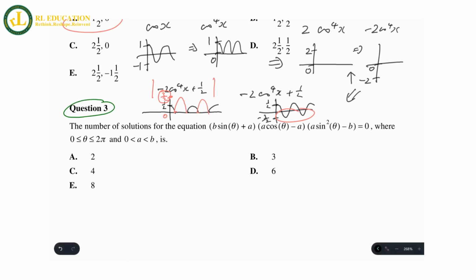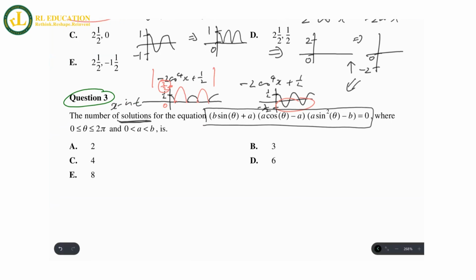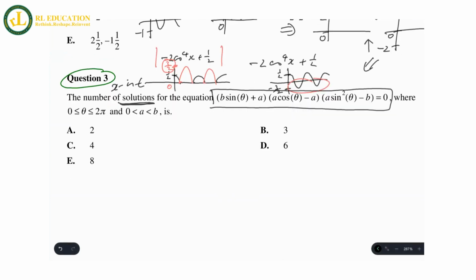Instead of giving up, should I give up this question? It depends on whether I understand what the question is asking. Number of solutions. You only got one equation. One equation solution, which means x-intercept. So I'm asking how many x-intercepts you got. X-intercept, y equals 0.